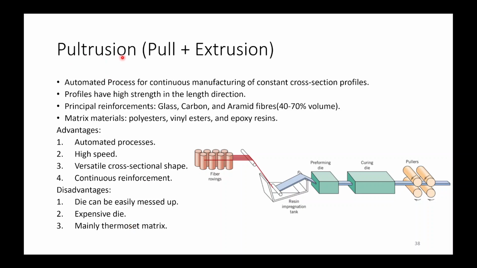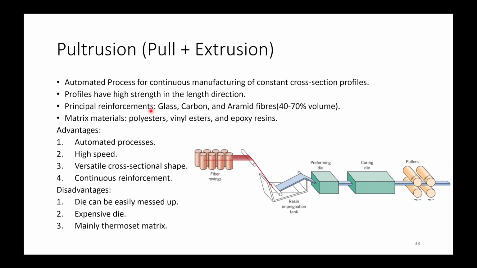Now pultrusion. In this case, it is made of pull and extrusion. So we are extruding one product and pulling it by these fibers. So it is pull plus extrusion. It is an automated process for continuous manufacturing of constant cross section profiles. In the case of extrusion, we know that only cross section profiles can be formed. Profiles have high strength in the length direction.